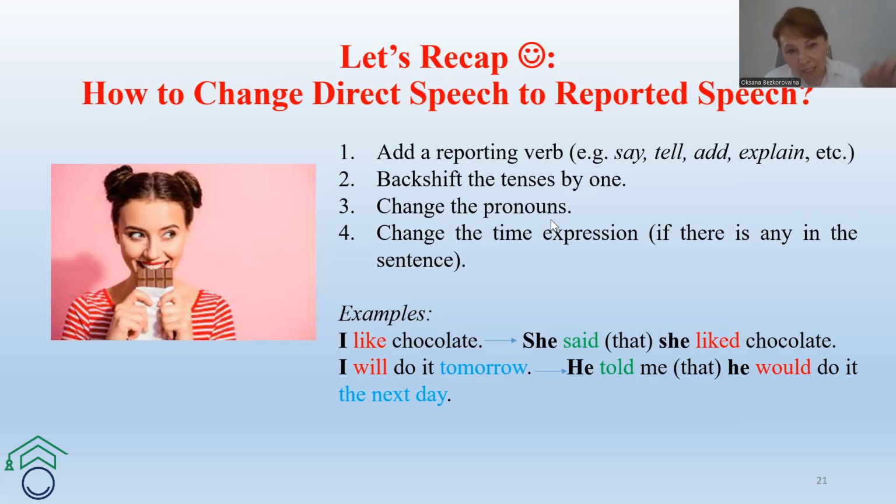Bill said that his mother works there. Bill said my mother works there. Bill said that his mother worked there. We change pronouns. And then we have to change the time expression if there is any in the sentence. Here are the examples. I like chocolate, and we report the words: she said that she liked chocolate. I will do it tomorrow. He told me that he would do it the next day, not tomorrow.